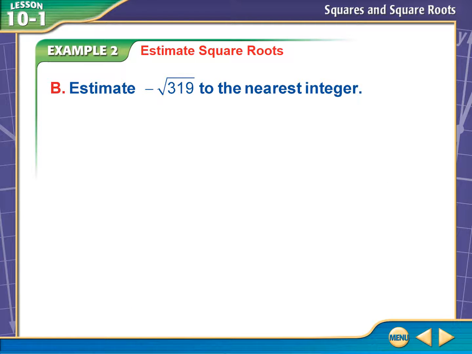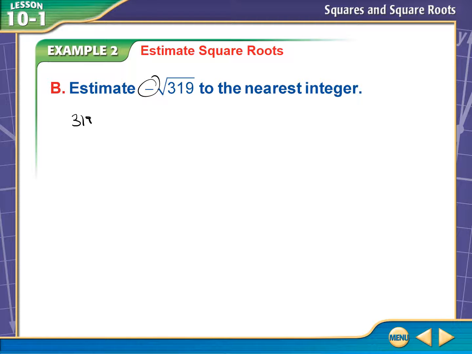All right, here's the same idea. I've got 319, but the only difference now is I'm looking for the negative root. Okay, so again, 319. Right? I need to figure out what integers, because it's not going to be a perfect square. I want to figure out what it is closest to.